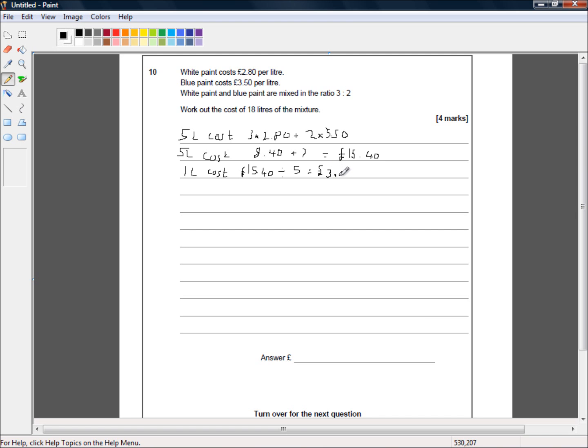And one way to make sure we're not being really silly: white paint costs £2.80, blue paint costs £3.50. Since we're mixing the two, we should expect the cost of the mixture per litre must be bigger than £2.80 and smaller than £3.50. And £3 and 8p is, so our answer is sensible, so that's a good reality check there.